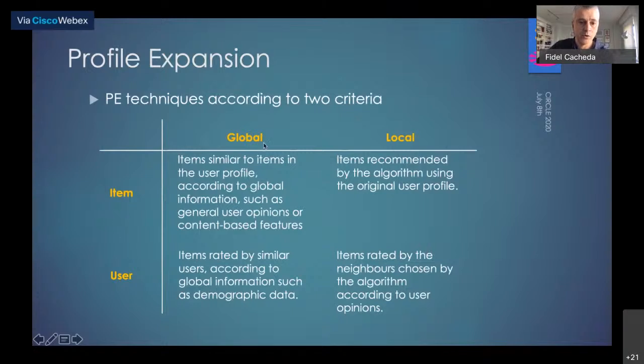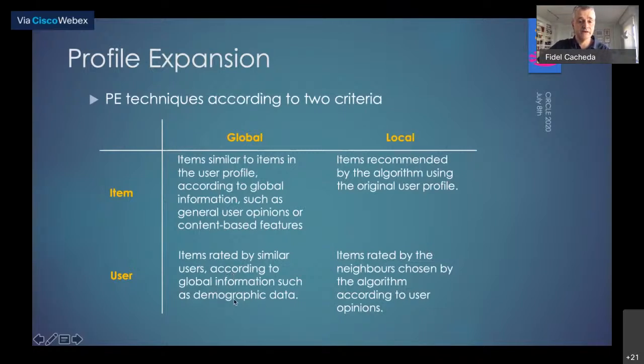So we have item global, where the items similar to the item in the user profile will be decided according to some global information, such as general user opinions or content-based features. We have item local, where items are recommended by the algorithm using just the original user profile. We have user global, and I have to say that we won't explore this variant, this alternative.